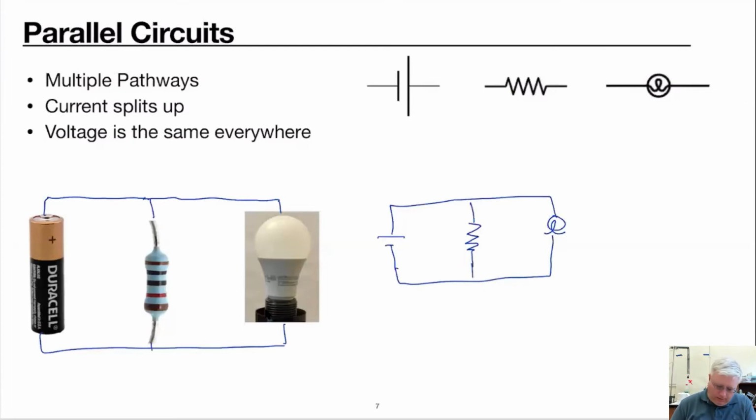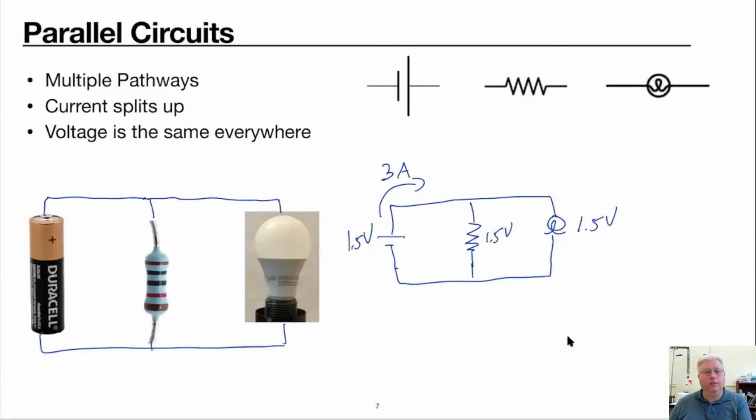Okay, and so it's a 1.5 volt battery because that looks like a AA picture there. And so what we'll see is that the voltage drop is 1.5 across each one. The resistor gets 1.5 volts, the light bulb gets 1.5 volts. And then let's say that 3 amps are leaving the battery here. So we have 3 amps leaving the battery.